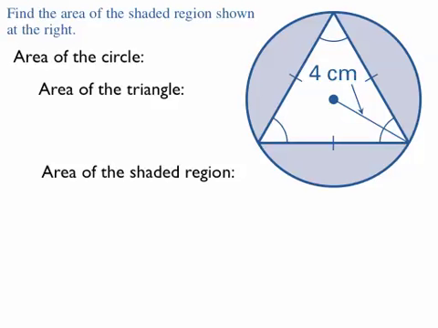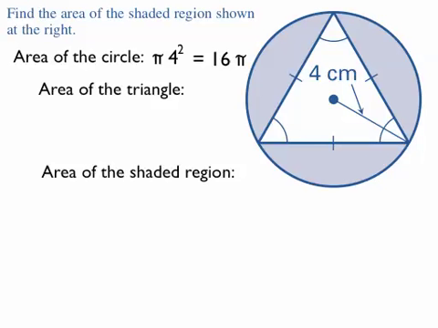So the circle's area is going to be fairly easy to find. It tells you that the radius is 4, so the area of the circle would be pi times 4 squared, which is 16 pi. You could go ahead and multiply that out, or you could leave it as 16 pi for right now. The area of the triangle is going to be a little bit trickier. Notice I do not know a side length here.